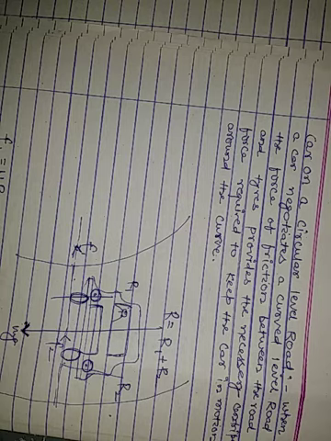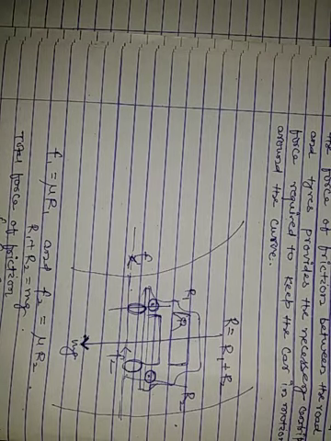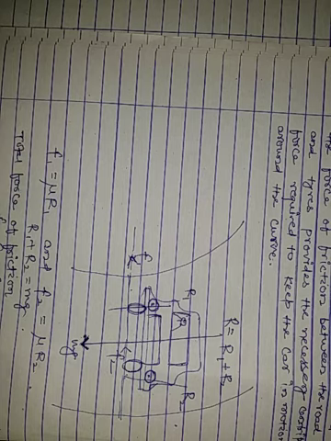F1 is the frictional force working between the first tire and the road, and F2 is the frictional force working between the second tire and the road. So F1 is equal to mu R1 and F2 is equal to mu R2. R1 plus R2 is equal to mg.